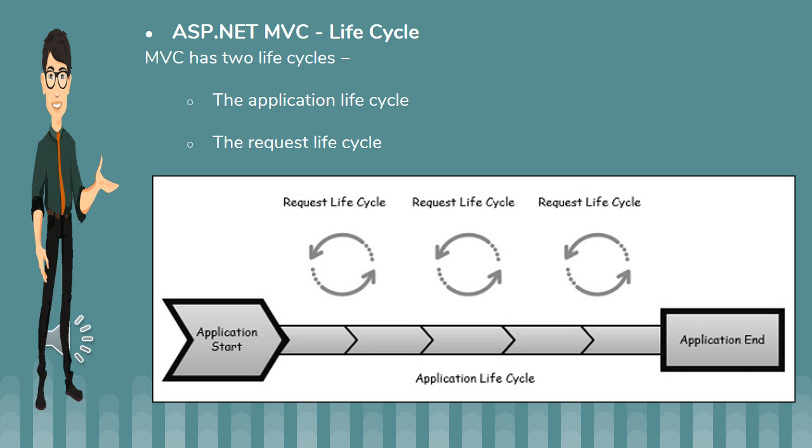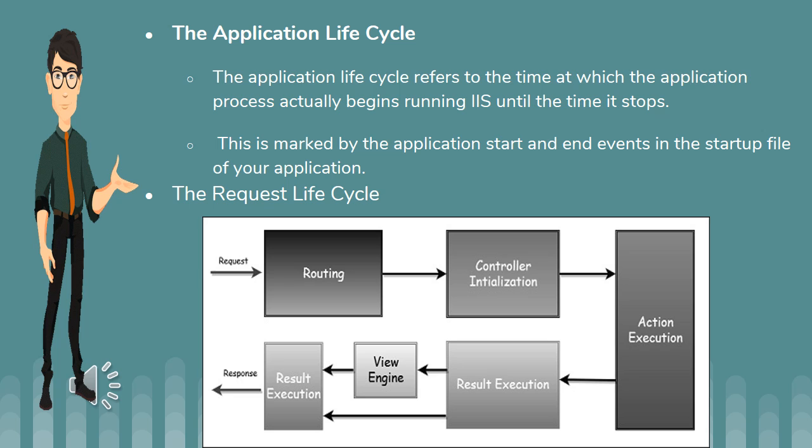One thing that is true for all these platforms regardless of the technology is that understanding the processing pipeline can help you better leverage the features available, and MVC is no different. MVC has two life cycles: the application life cycle and the request life cycle. The application life cycle refers to the time at which the application process actually begins running until the time it stops. This is marked by the application start and end events in the startup file of your application.